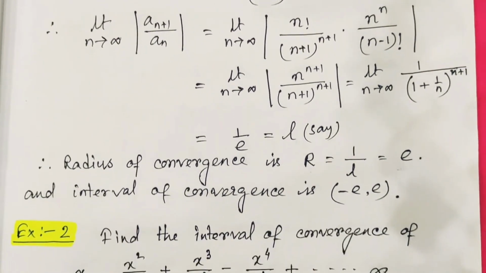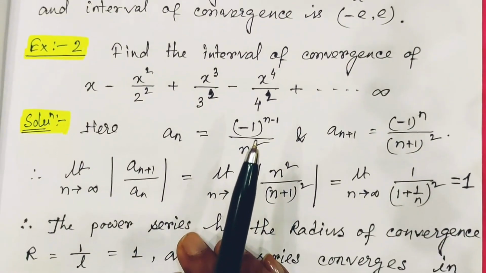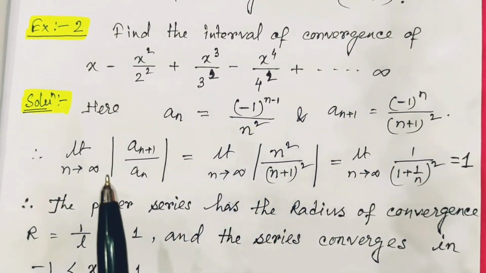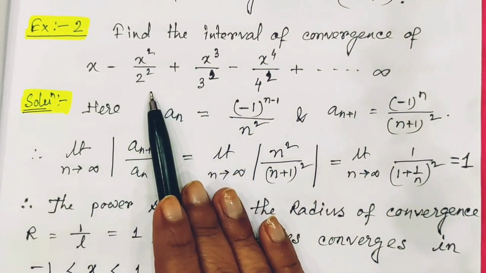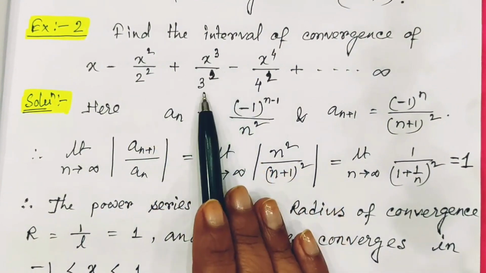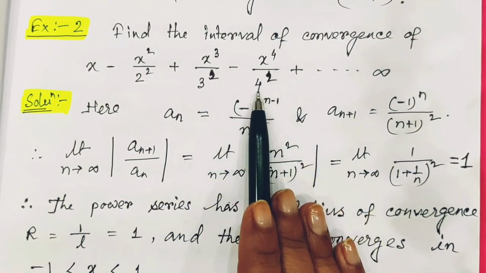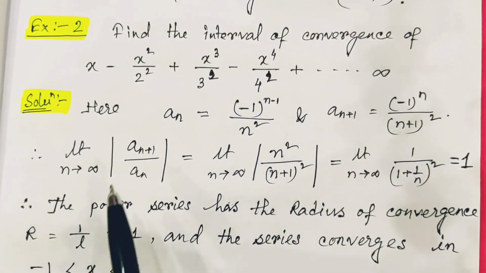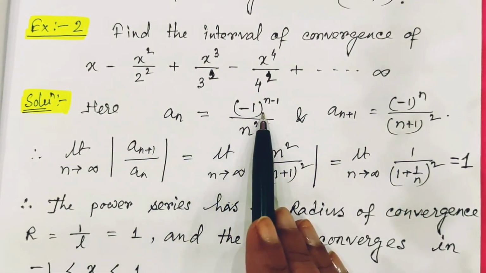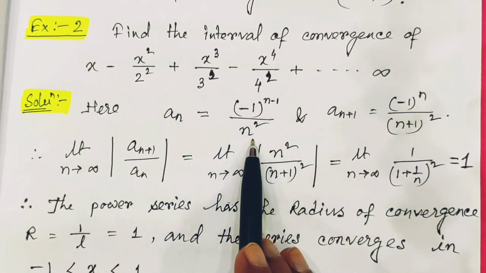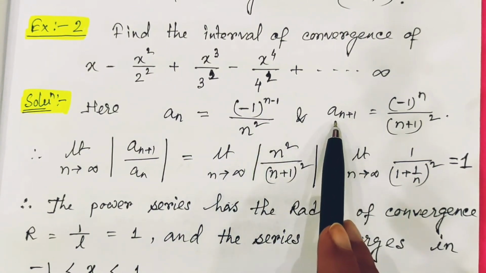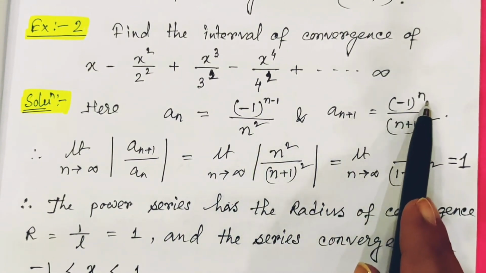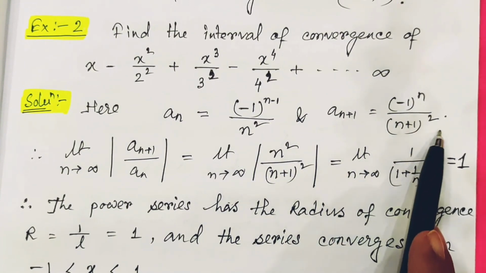Let us do another example. In this example the given series is x minus x square by 2 square plus x cube by 3 square minus x to the power 4 by 4 square, and so on. So this is an alternating series. First of all an is minus 1 to the power n minus 1 by n square. Accordingly an plus 1 is minus 1 to the power n by n plus 1 whole square.